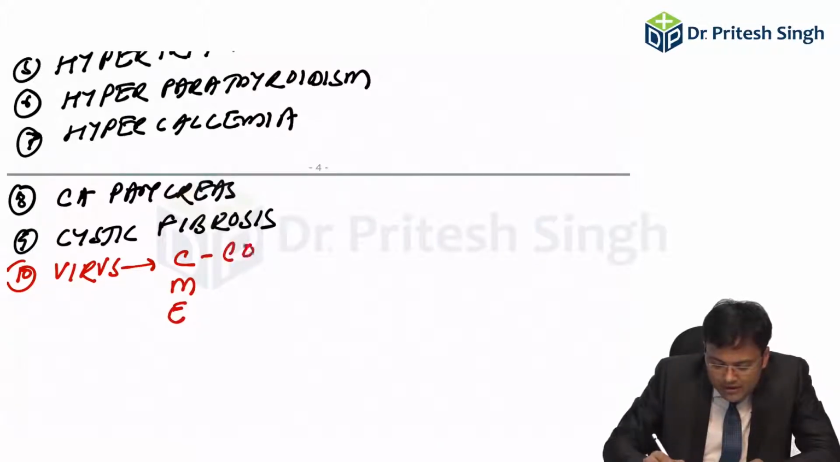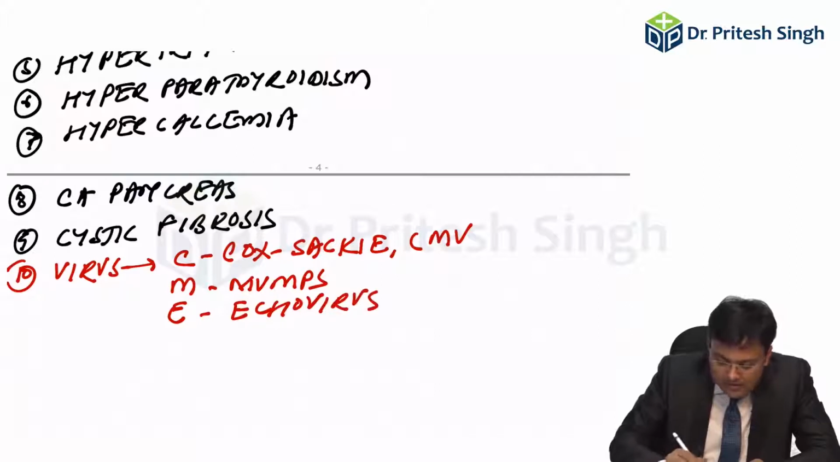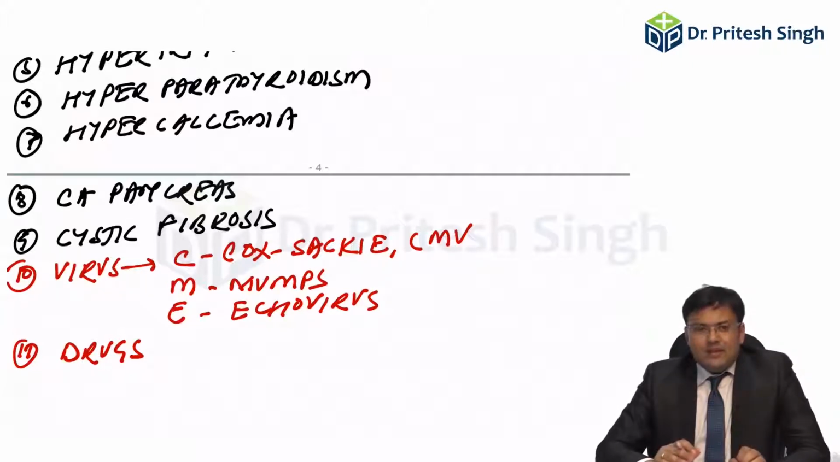C, Coxsackie, cytomegalovirus, M, Mumps, E, Echovirus, and certain drugs. These are the causes of acute pancreatitis. Now, one principle is very simple in acute pancreatitis. What? Anything which can lead to obstruction of pancreatic duct can cause acute pancreatitis.